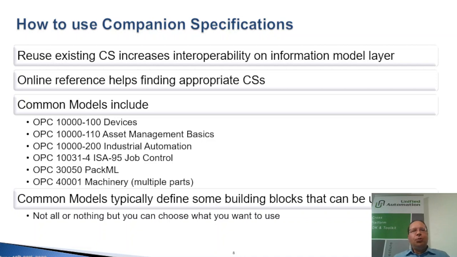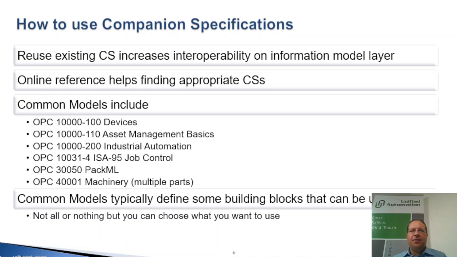Okay, so how to use companion specifications? First of all, reuse existing companion specifications. It increases the interoperability on the information layer, so you definitely should do this. If you're asking yourself, by the way, we have over 80 released companion specifications, how do I find the right one? I get this question asked from time to time, and my answer nowadays is always that there's an online reference hosted by the OPC Foundation, which you can access via the webpage of the OPC Foundation, and you can search there, and that helps you find appropriate companion specifications.